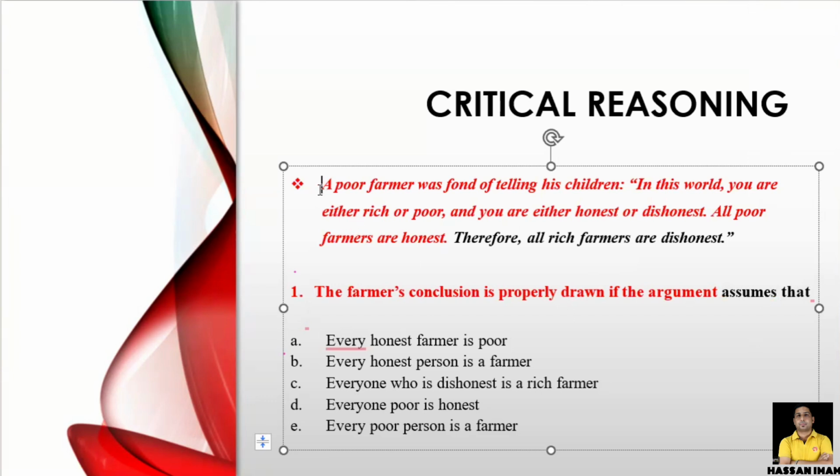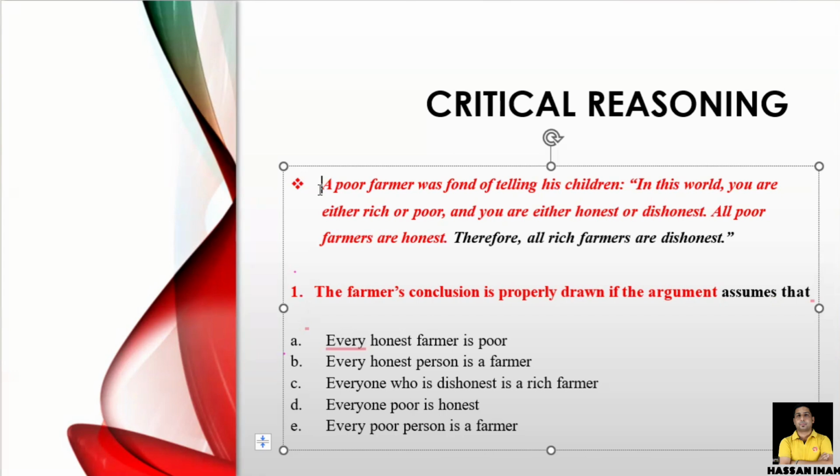Moving further, the question is, a poor farmer was fond of telling his children, in this world, you are either rich or poor, and you are either honest or dishonest. All poor farmers are honest. So the author believes that either one can be rich or poor, or one can be honest or dishonest. So author final point of view is that all poor farmers are honest, and the conclusion is therefore all rich farmers are dishonest.